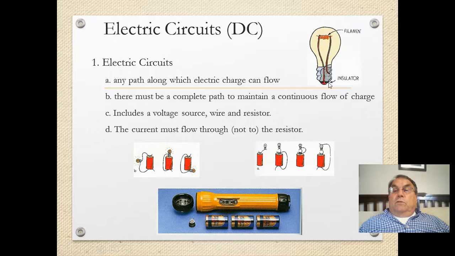Those two conductors are separated by this insulator. So the current has to flow through the bulb, not just to the bulb. These are all setups that would not get a lit bulb because it's not a complete circuit. It needs to flow from the positive pole of the battery to the negative pole of the battery through the bulb. A flashlight is set up in order for that to occur.